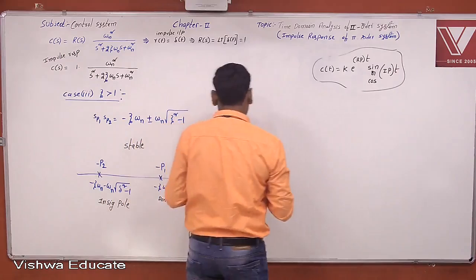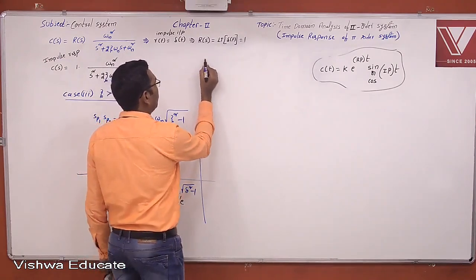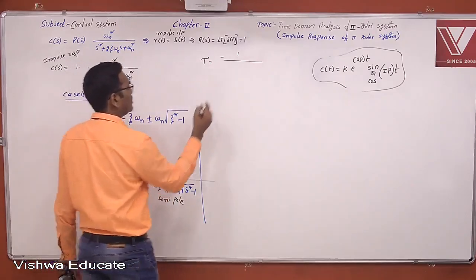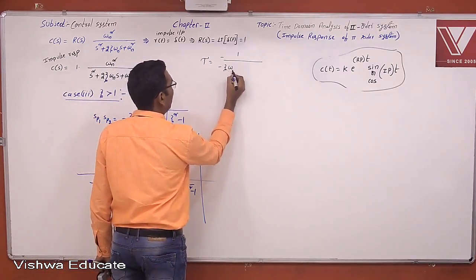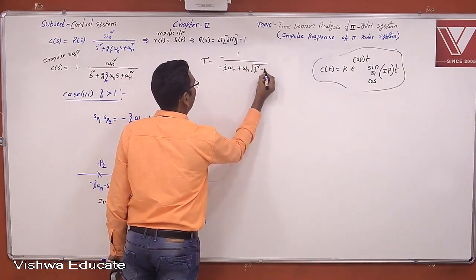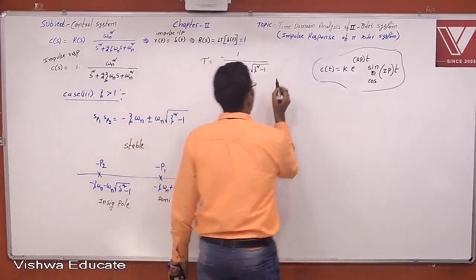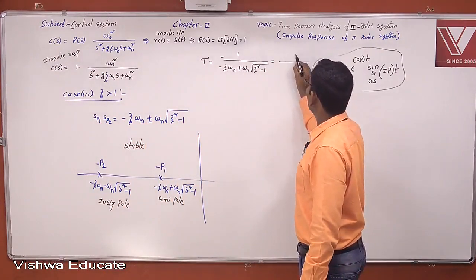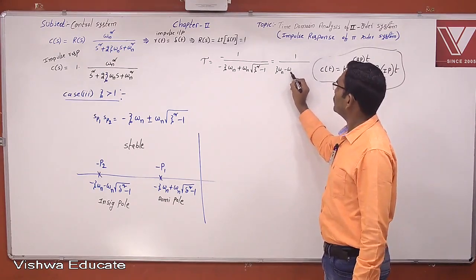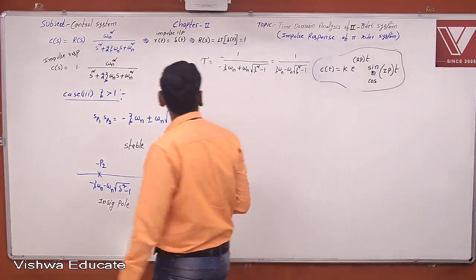Now the system is stable, therefore we can find the system time constant. What is the system time constant? The system time constant is nothing but the negative of the reciprocal of the real part. What is the real part? This is the real part: minus zeta omega n plus omega n into square root of zeta square minus 1. Negative of the reciprocal of the real part of the dominant pole is equal to 1 by minus, if you take it as common, zeta omega n minus omega n into square root of zeta square minus 1. Now this is the system time constant.